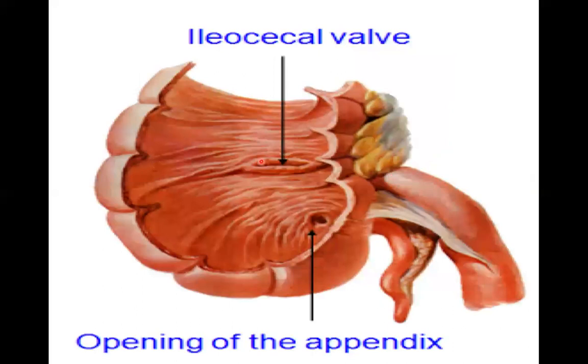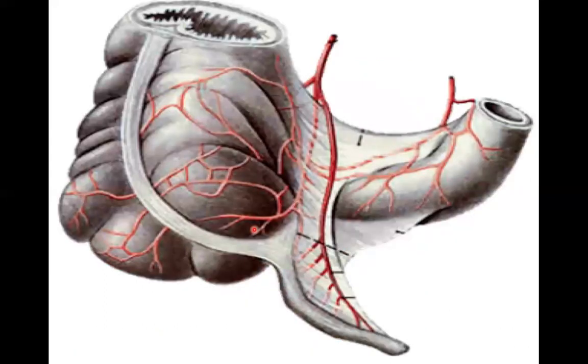This is a view. This is the ileocecal valve. This is the orifice of the base of the appendix. Here is the ileocolic artery, whose end will give the cecal artery, dividing into posterior and anterior branches. And the appendicular artery usually arises from the posterior branch of the cecal artery. It is an end artery.